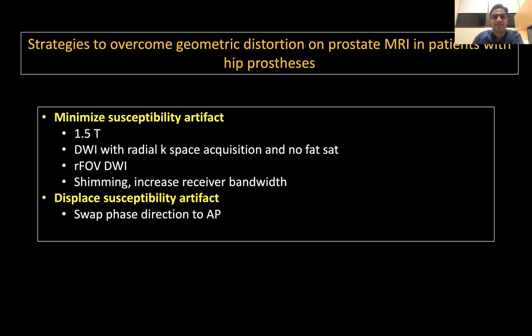And what are the strategies to overcome the geometric distortion? Diffusion weighted imaging is the one sequence that's heavily affected by the hip prostheses. So you can either minimize the susceptibility artifact by scanning at 1.5 T, or doing the DWI with radial k-space-based acquisition and no fat suppression, or use a reduced field of view DWI, just like we did, where you can do a selective excitation of that smaller field of view, avoiding the prostheses, the metal. You also want to do shimming and increase the receiver bandwidth. And you can displace the susceptibility artifact: instead of keeping the phase direction right to left, you can swap the phase direction to A to P.